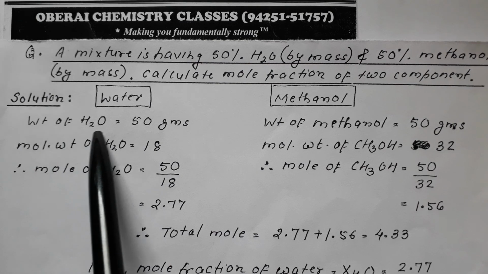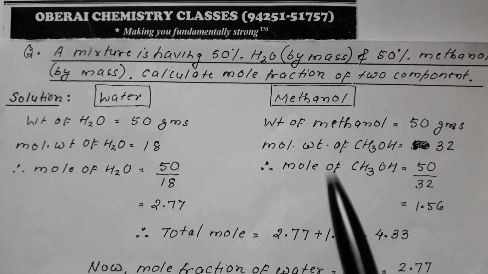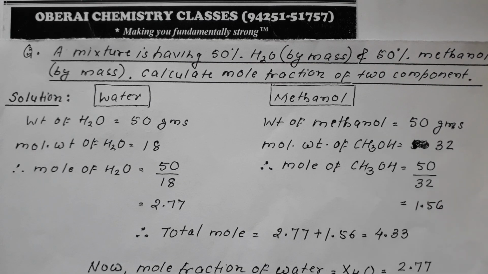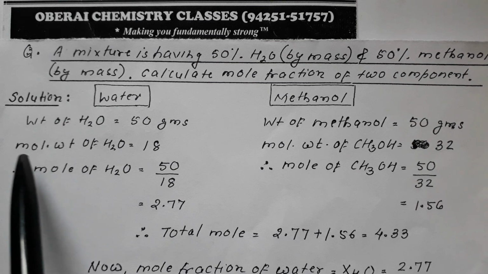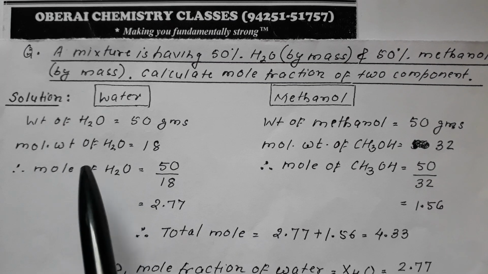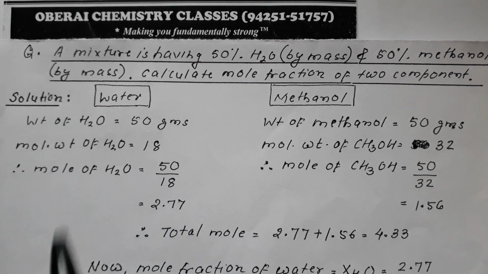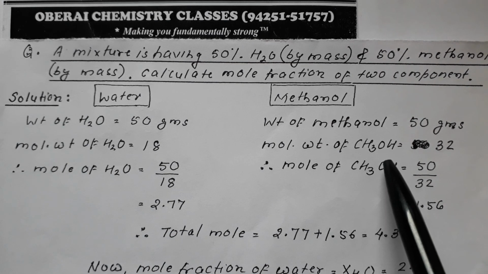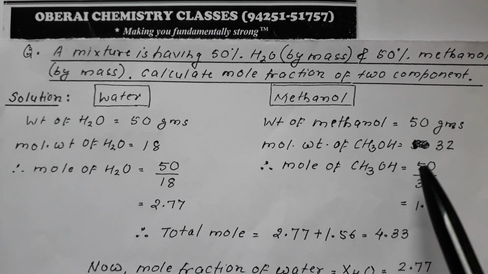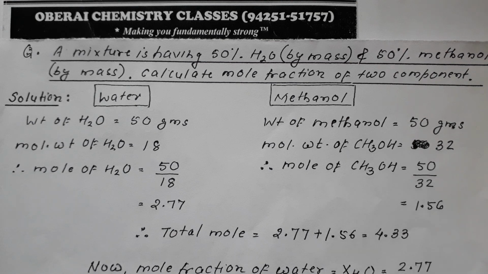So the weight of water in the mixture is 50 gram. The weight of methanol in the mixture is 50 gram. What is the molecular weight of water? The molecular weight of water, as we know, is 18. What is the molecular weight of methanol? CH3OH. The molecular weight is 32.